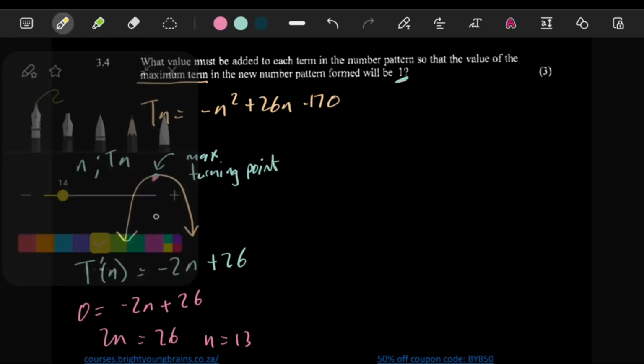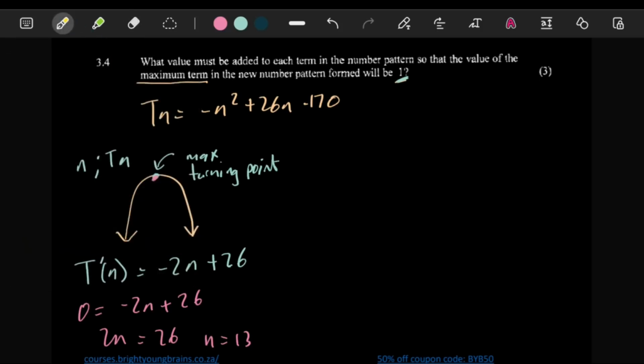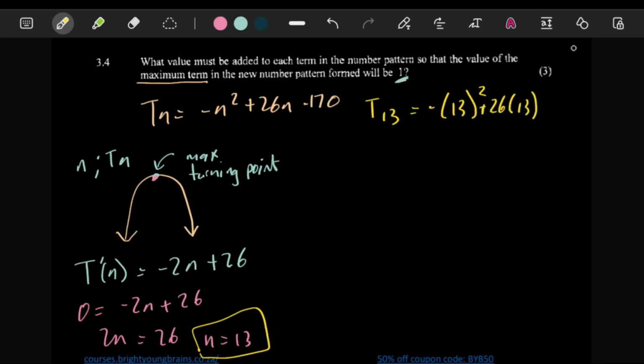So let's see what the original value is. We got the maximum turning point to be at 13. Let's see what T13 is first and then take it from there. It's negative 13 squared, plus 26 times 13, and then negative 170. Let's put all this in the calculator and see what that comes out as.